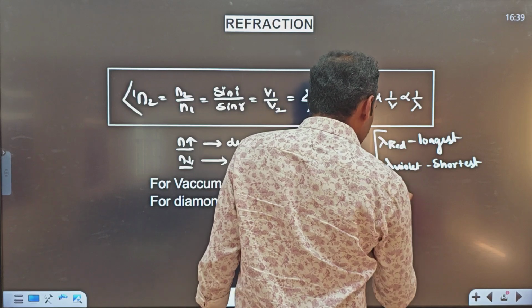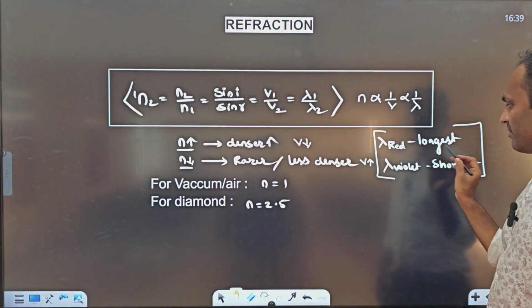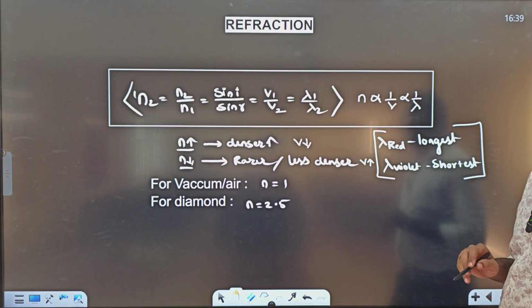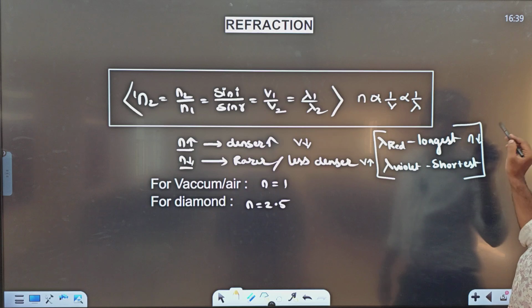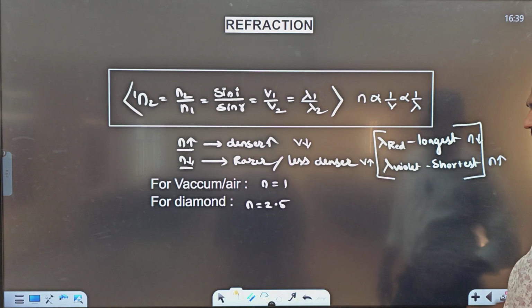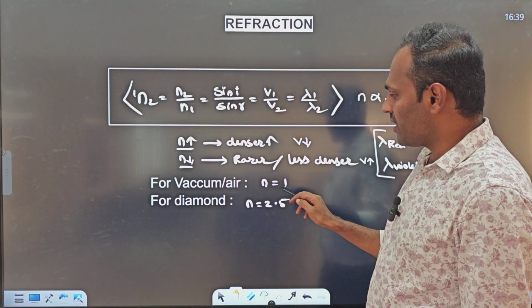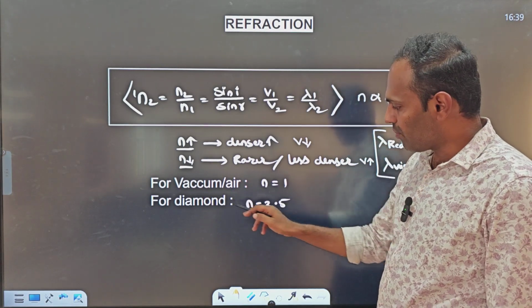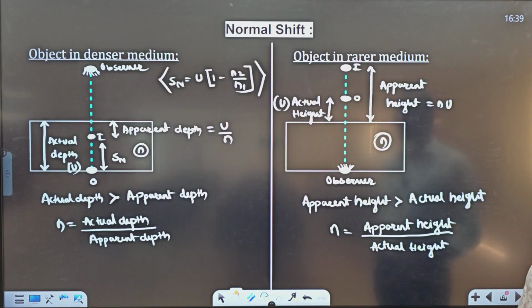Okay, next we'll note. We know very well in the 7 colors, VIBGYOR, red color has the longest wavelength and violet color has the shortest wavelength. So if the wavelength is longest, the refractive index for that color will be less. If the wavelength is shortest, the refractive index will be more. Correct? Next note: for vacuum or air, refractive index is 1. For diamond, refractive index is 2.5, which is highest. Correct?